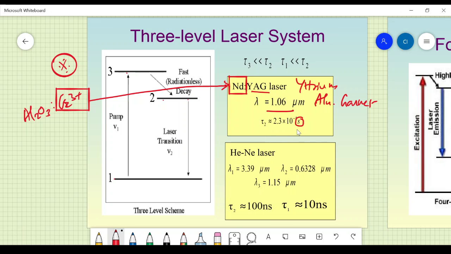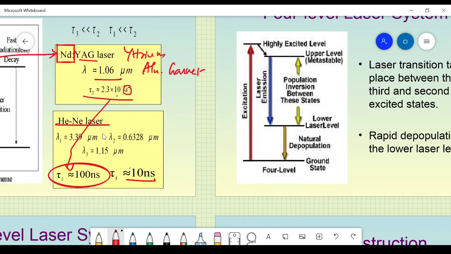Imagine this tau compared with tau 2 in the case of the HeNe laser. This is still shorter, 100 nanoseconds. Tau 1 is 10 nanoseconds. Here it is 2.3 × 10⁻⁴ seconds. This is very long, this is very short. So the HeNe laser has a very good property there. But it's not in your syllabus.